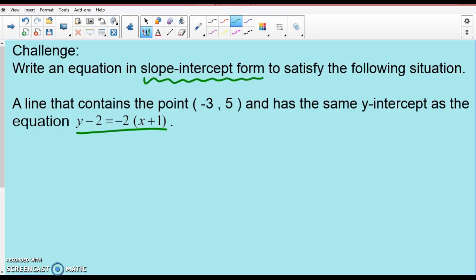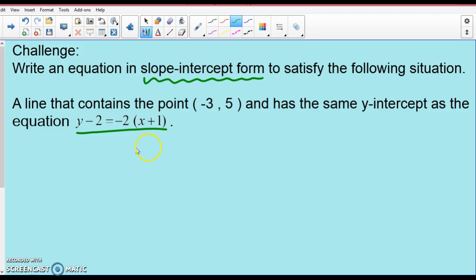Challenge problem. It's at the bottom of one of your note pages. This goes along with lesson 6.5, point slope form. Okay, we want to write an equation in slope-intercept form, and I underlined that to remember that, to satisfy the following situation: a line that contains the point -3,5 and has the same y-intercept as this line.